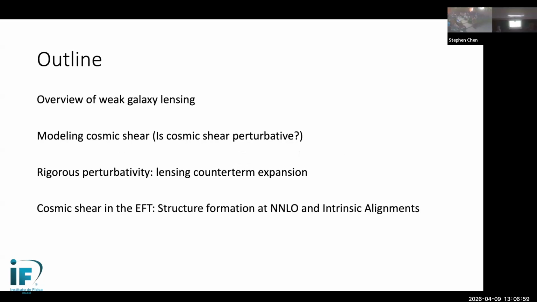So the overview of the talk is as follows. I'll begin by giving an overview of weak galaxy lensing. Then I'll argue that we can actually model cosmic shear, as weak lensing, using analytic methods, as the answer to the question, is cosmic shear perturbative? Is yes. And then I'll explain why we can do that. So I'll explain how we can use techniques from effective field theory to really rigorously construct these observables from a theoretical standpoint. And then finally, I'll present the results of applying these to data.